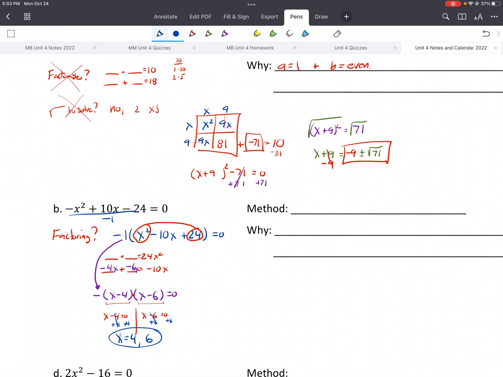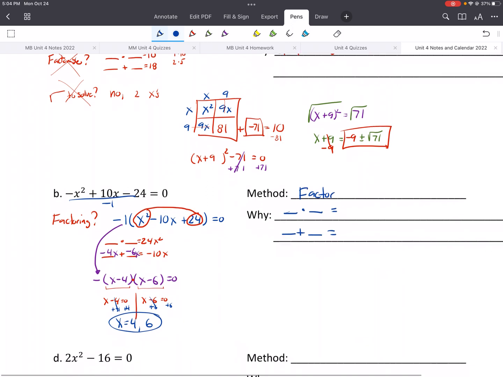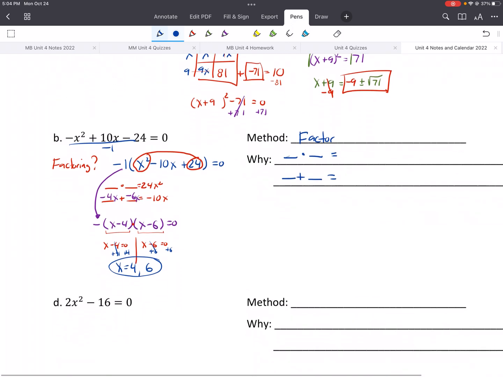This one we're going to write down as factor, because we can factor it. We could find the two things that multiply and add. Okay, just for the sake of time, I'm not going to write that, but you could write it down if you'd like. All right, we could also complete the square if you wanted to. But again, factoring is quicker, so if you can find it by factoring, then just do that.